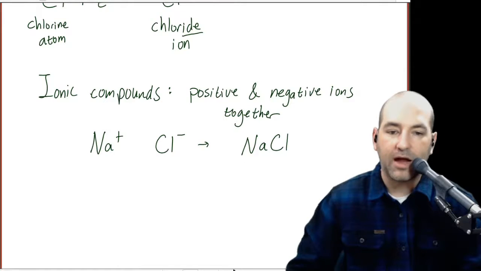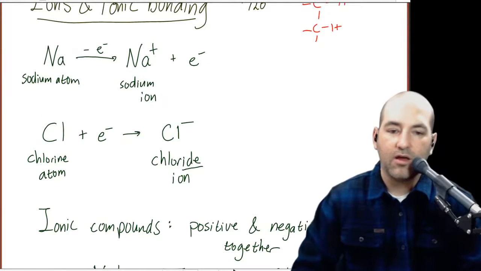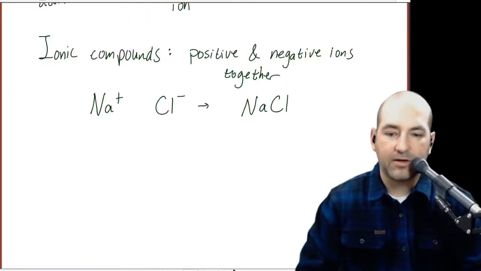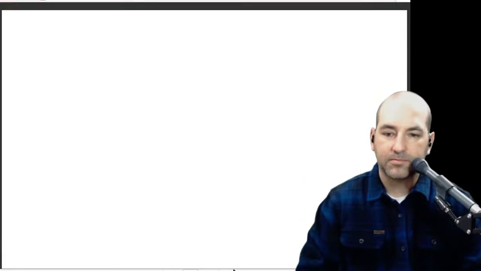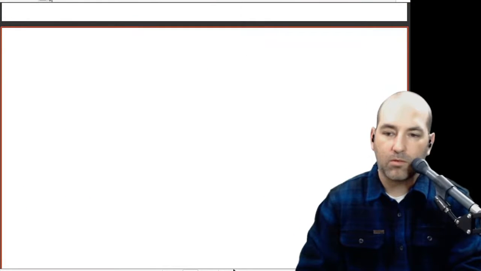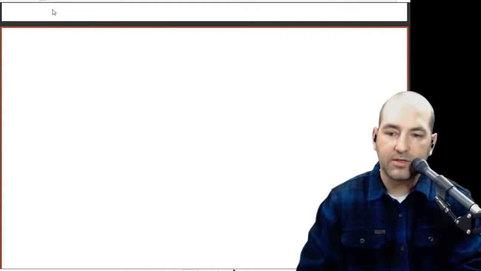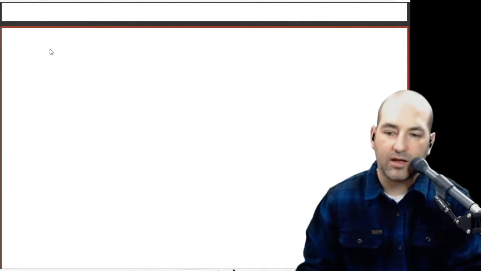All right, so we're going to talk about ions first here, and then we're going to look at ionic compounds. So the compound is when the ions come together. The ions are just the ions.